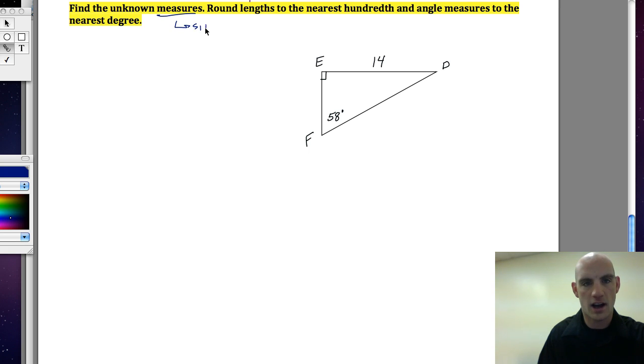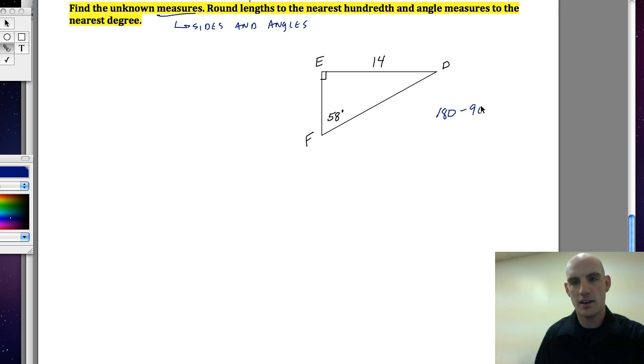That means sides and angles. Angle D should be fairly easy to find because I've got 180 minus 90 minus 58, and that's going to give me 32. So that's 32 degrees. I have everything that I need to start out this problem, right? Let's see. I know that I have the side opposite of 58.